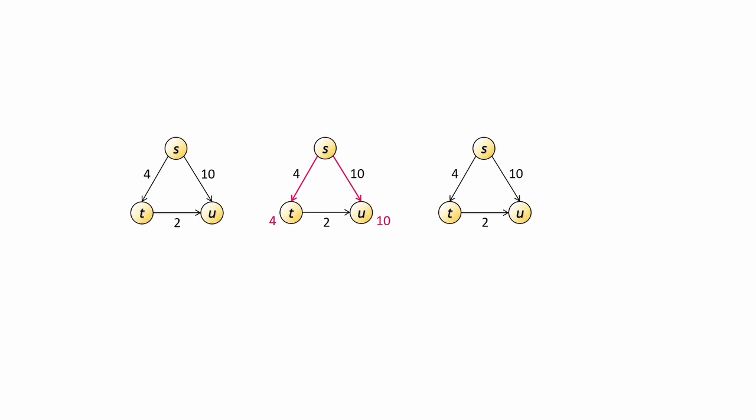We know already that it costs 10 to go to U from S directly. But we see now that it takes us only 2 to reach U from T, which together with the already paid 4 makes 6 for the whole path from S to T to U.